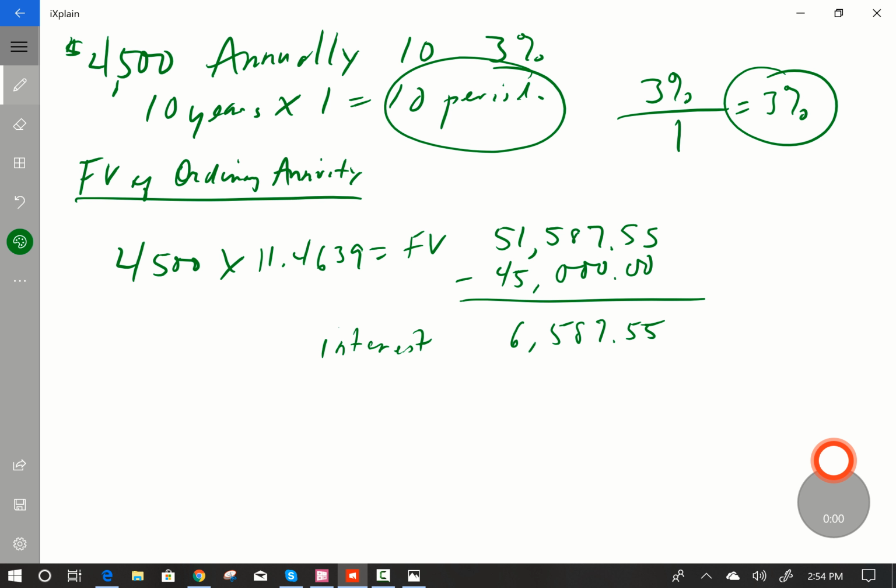Okay, so as a result of making the calculation at the beginning of the period versus the end of the period, look how much better it generated a higher interest for you than it did on the ordinary annuity. Okay, let's go ahead and move on down to number 4.